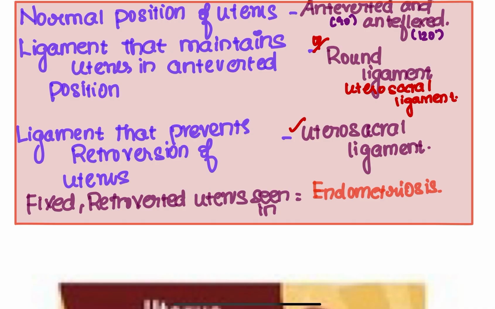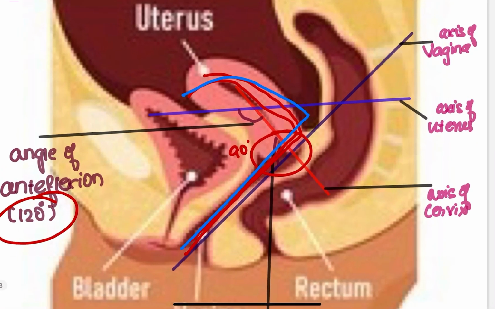So indirectly, uterosacral ligament is maintaining the uterus in the anteverted position. Therefore, I told you the ligament that maintains the uterus in anteverted position is round ligament followed by uterosacral ligament, because uterosacral ligament prevents the retroversion of the uterus. Is that clear? Yes. And now the most important point: many people will ask you in one-liners in which condition you will see fixed retroverted uterus. Always remember, fixed retroverted uterus is seen in endometriosis.